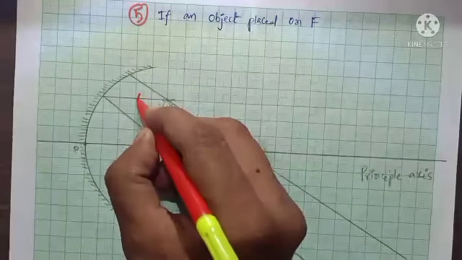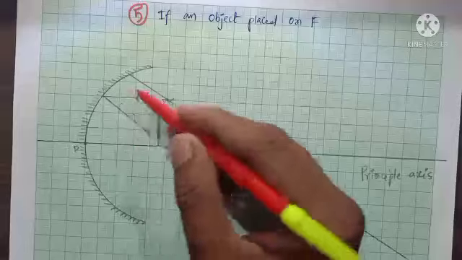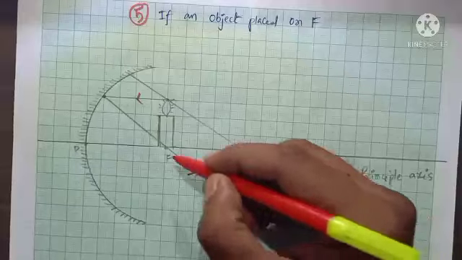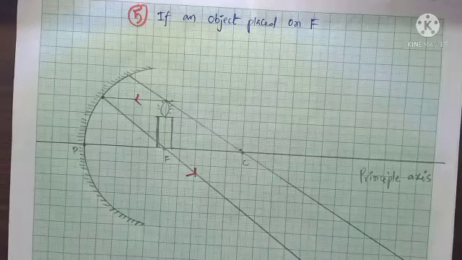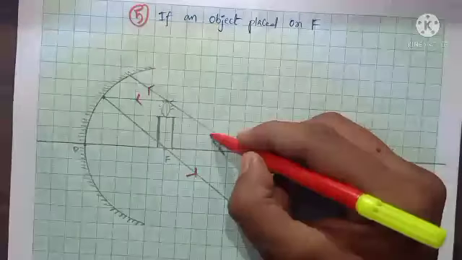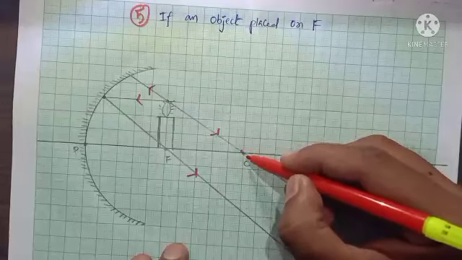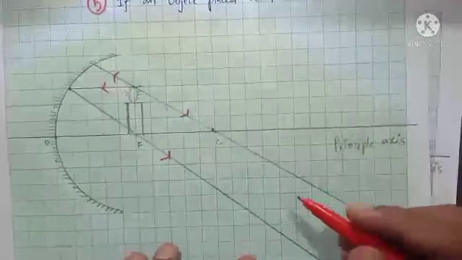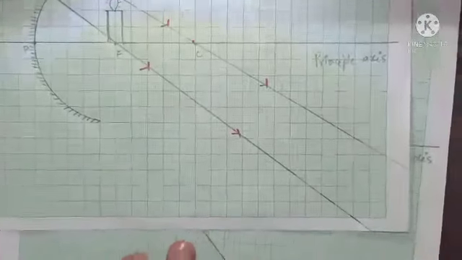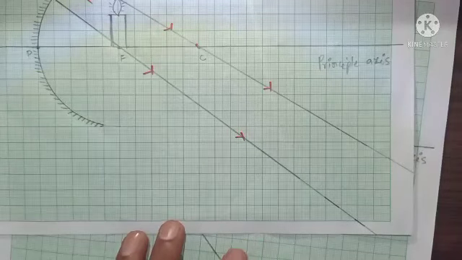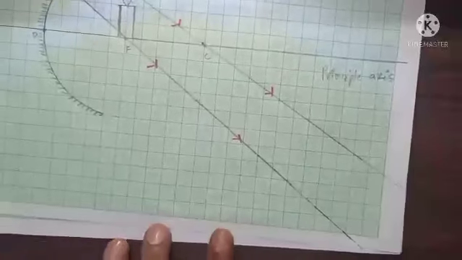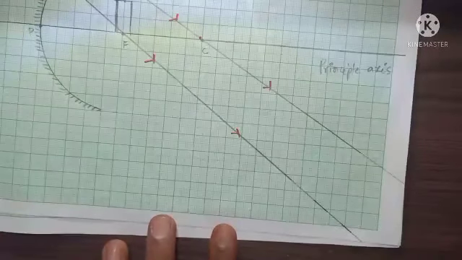So here we have to take the first rule again. A ray passes parallel to the principal axis, and after reflection it passes through the focal point. And the third rule, the ray passes through the center of curvature, it will pass in the same direction. Now if you look, these two rays are not meeting at a point, so it means the image will form at an infinite distance.